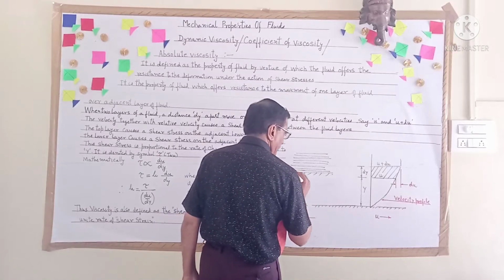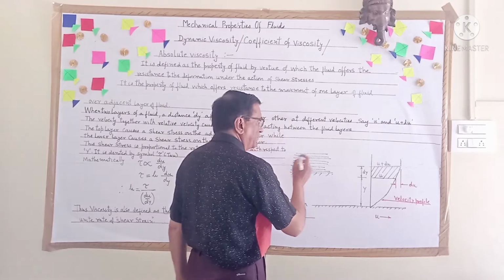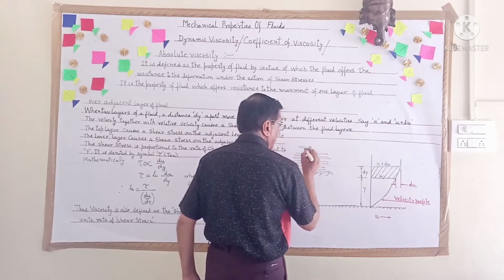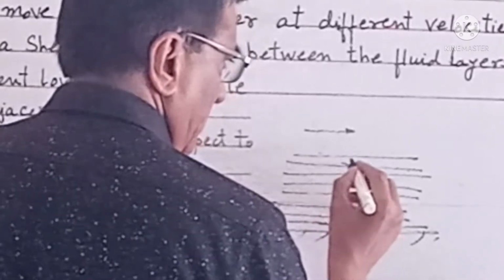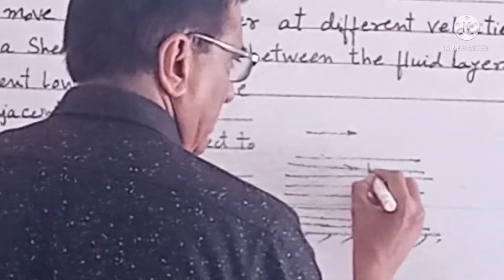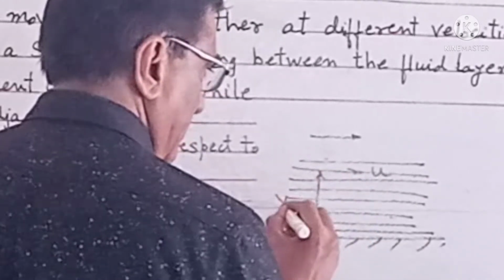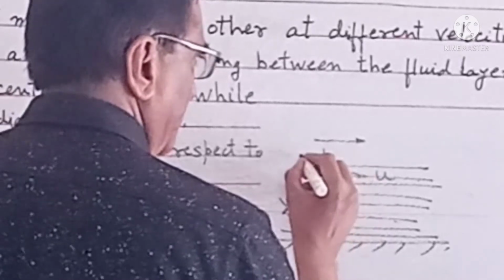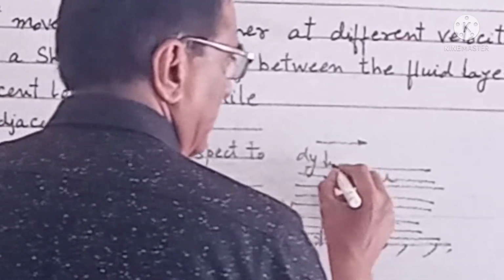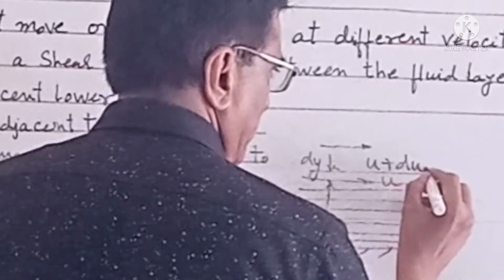Suppose the fluid is flowing on this surface from left to right in this direction. The lower layer, suppose this is a lower layer, is moving with velocity u at distance y. Then at a distance dy, the velocity of top layer will be u plus du.